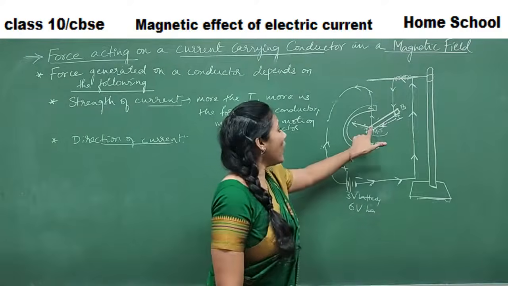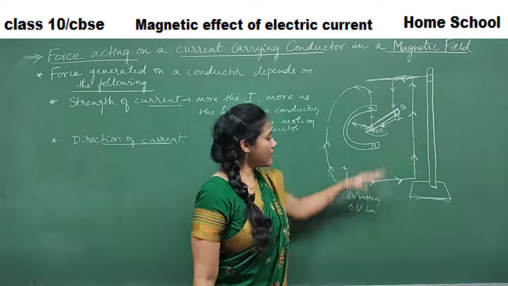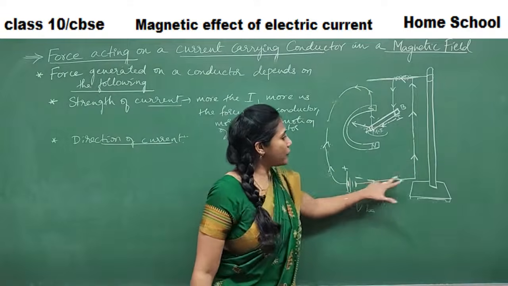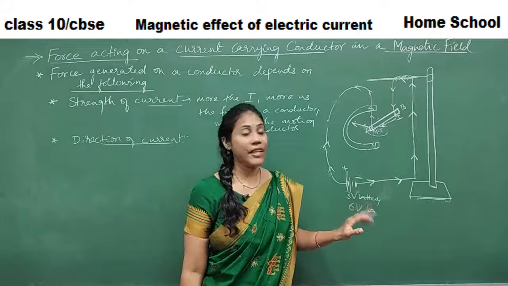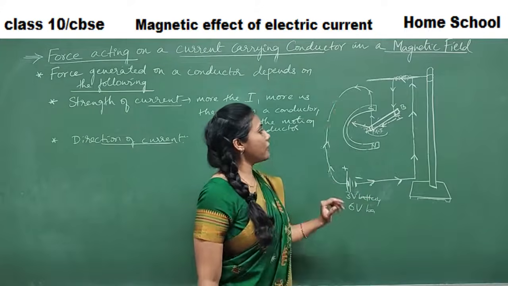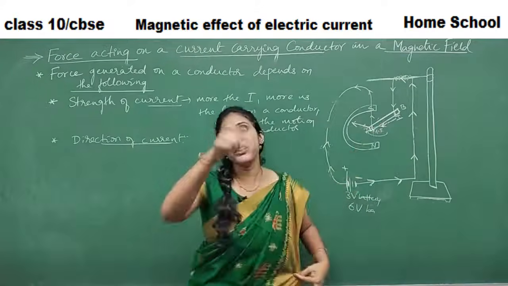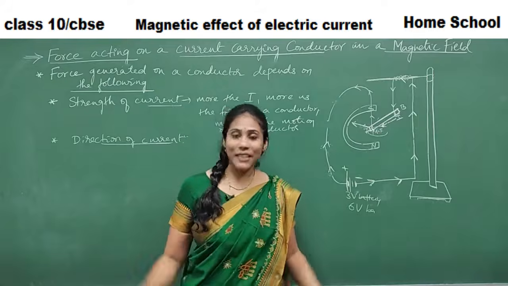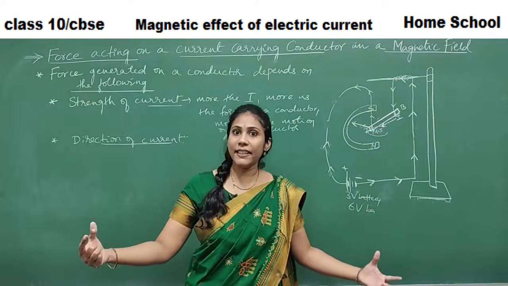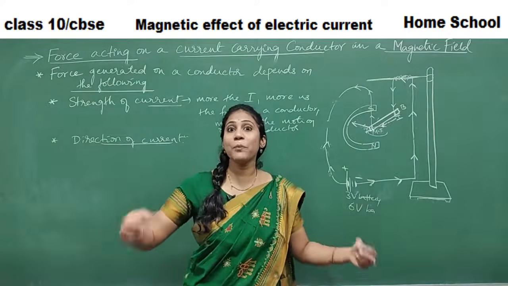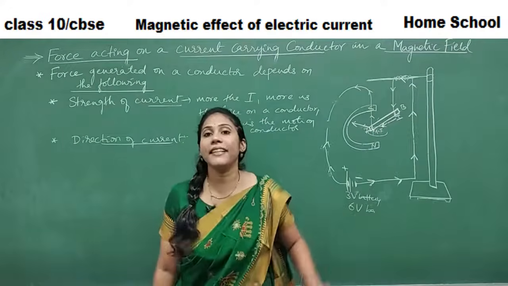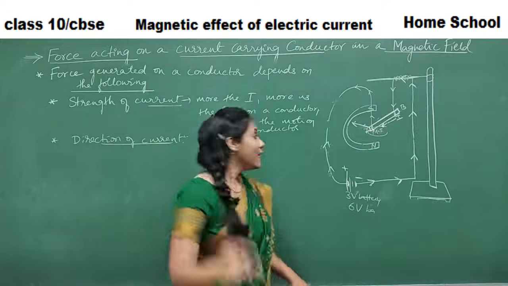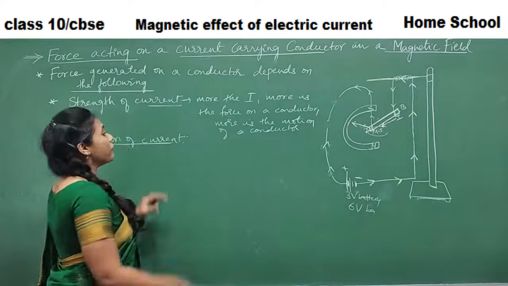You know, see in the previous case, when the direction of current was from this side, the rod moved to the left side, I said. And now I'll change the direction of current, the rod will move to the right side. Definitely force is acting on a conductor, but that force is moving in which direction? Force is moving in another direction. Okay, so direction of current.